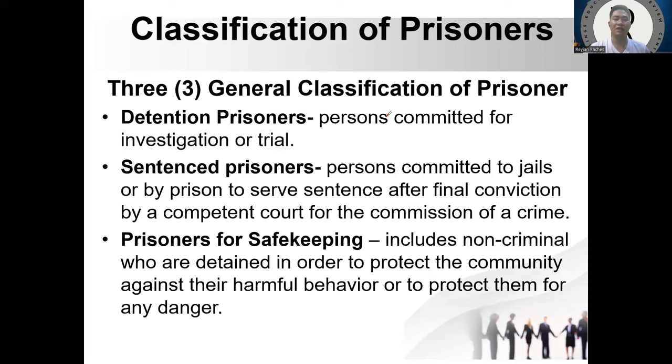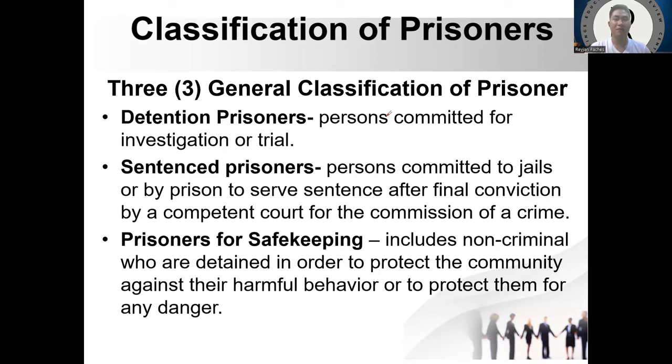So again, we have the classification of prisoners. We have detention prisoners. Pag sama detention prisoners, persons committed for investigation or trial, detention yan. Ibig sabihin, wala pang final verdict or final judgment sa kanyang kaso. Then we have the sentence prisoners. Yun yung mga persons committed to jails or prison to serve sentence after final conviction by a competent court for the commission of the crime. Yan yung tinatawag natin na sentence prisoners.